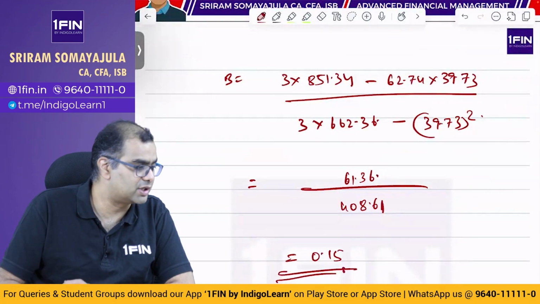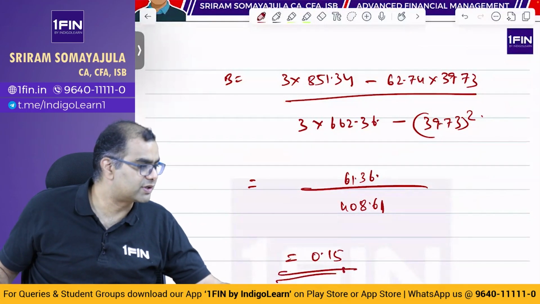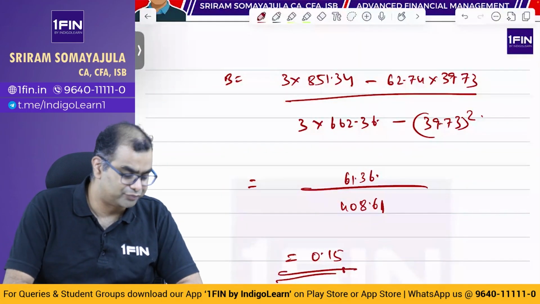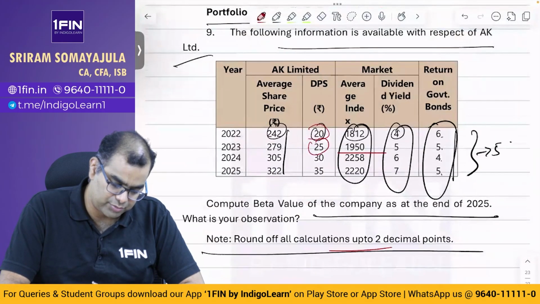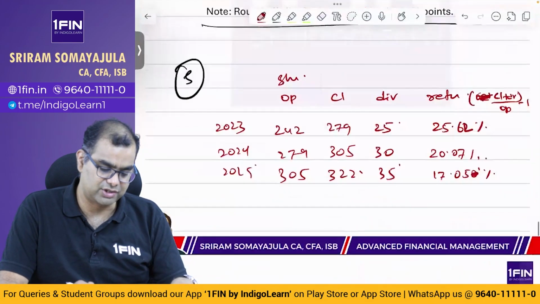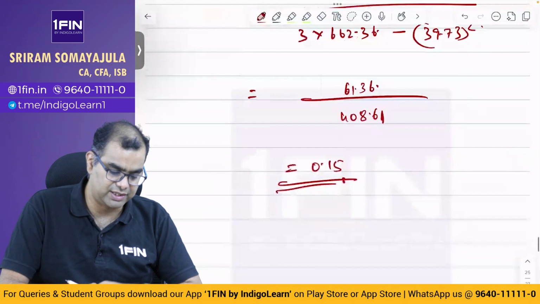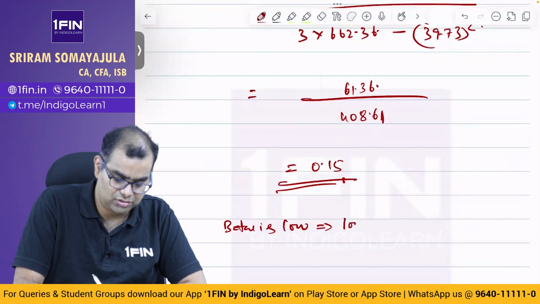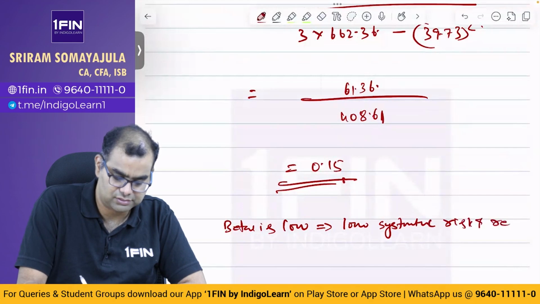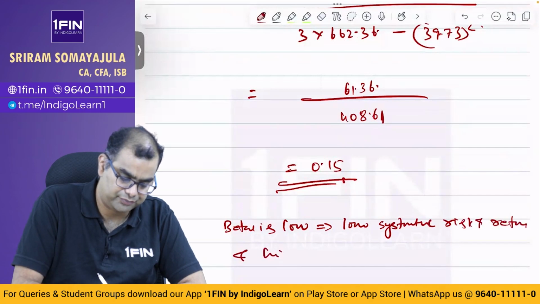So what is the question asking? The question is very, very specific. I scrolled it down, that's why I'm checking. Round off to 2 decimals, compute value of beta as at end of 2025. What is your observation? Beta is low. It implies low systematic risk and return, and high unsystematic risk.